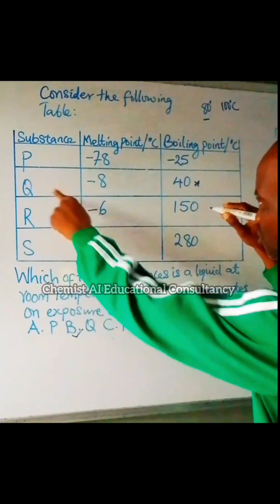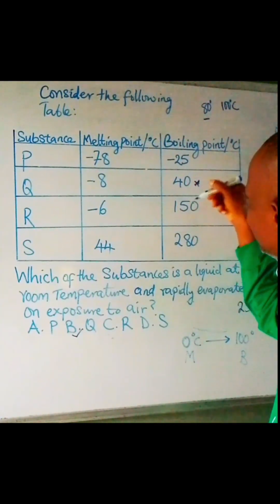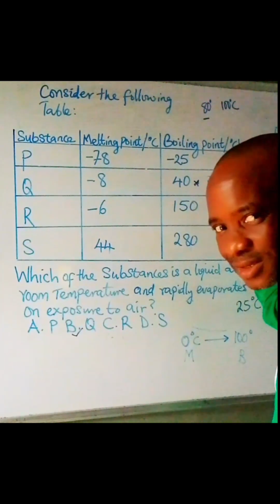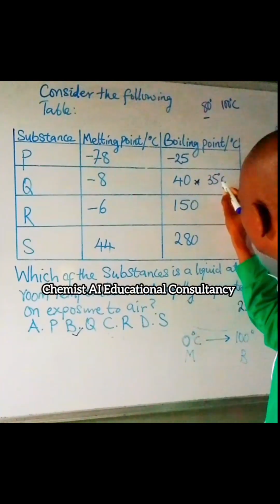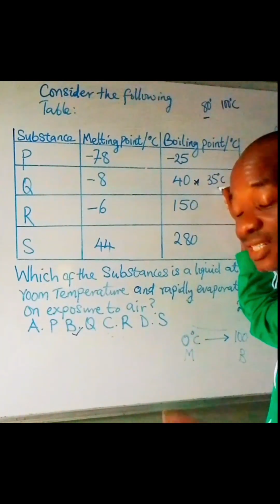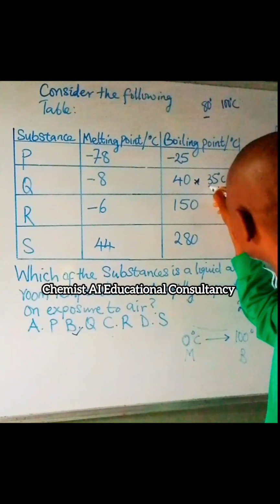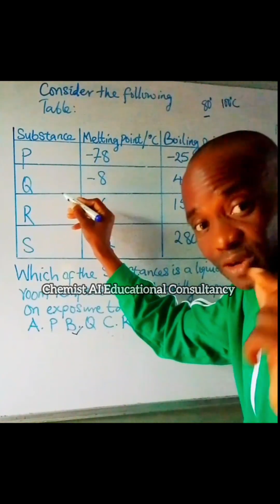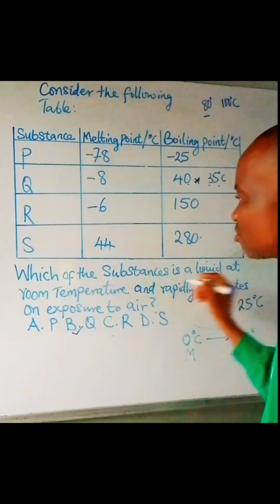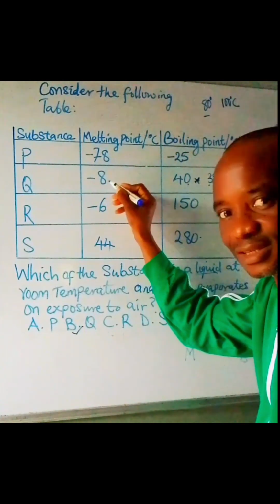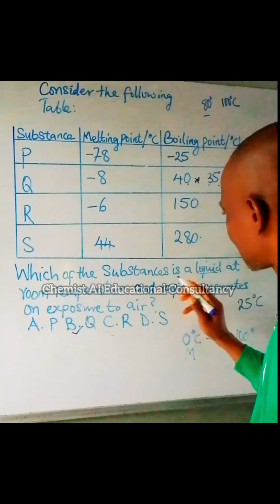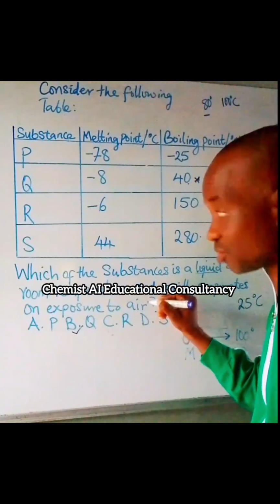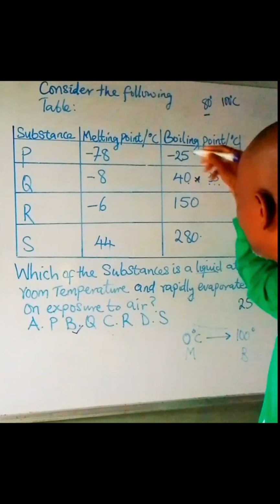The boiling point of Q is 40 degrees Celsius. Now, consider exposing Q at about 35 degrees Celsius. How rapid the evaporation will be. You can see that 35 degrees Celsius, which is an average air temperature, is closest to 40 than all these temperatures. And that is why Q is the only substance that is liquid at room temperature, because the melting point is below 25 degrees Celsius and rapidly evaporates on exposure to air whose temperature is around 35 degrees Celsius, because the boiling point is 40.